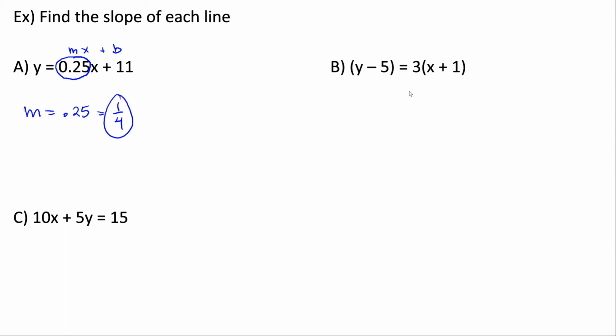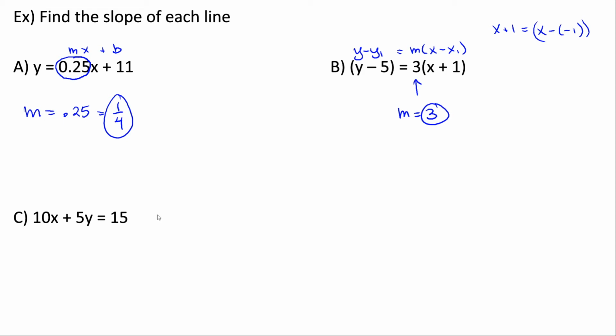Now let's look at B. B is in point-slope form. So this would be y minus y1 is equal to m times (x minus x1). I know we see a plus here, but we can rewrite x plus 1 as x minus negative 1. So we can rewrite that as subtraction. When you see something written like this, it's point-slope form. And this tells us that our slope is equal to 3.